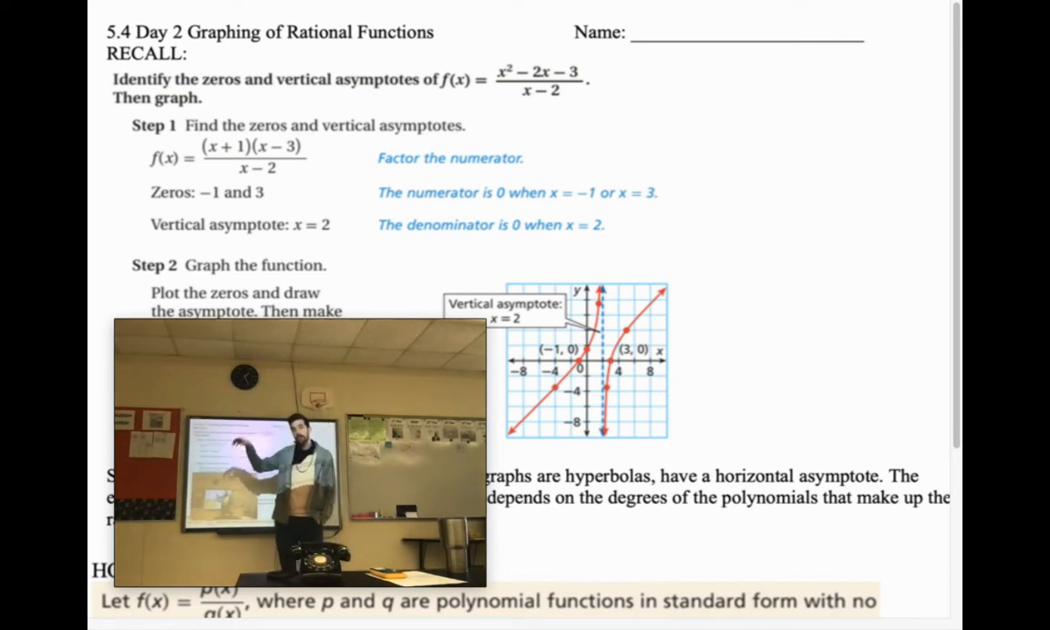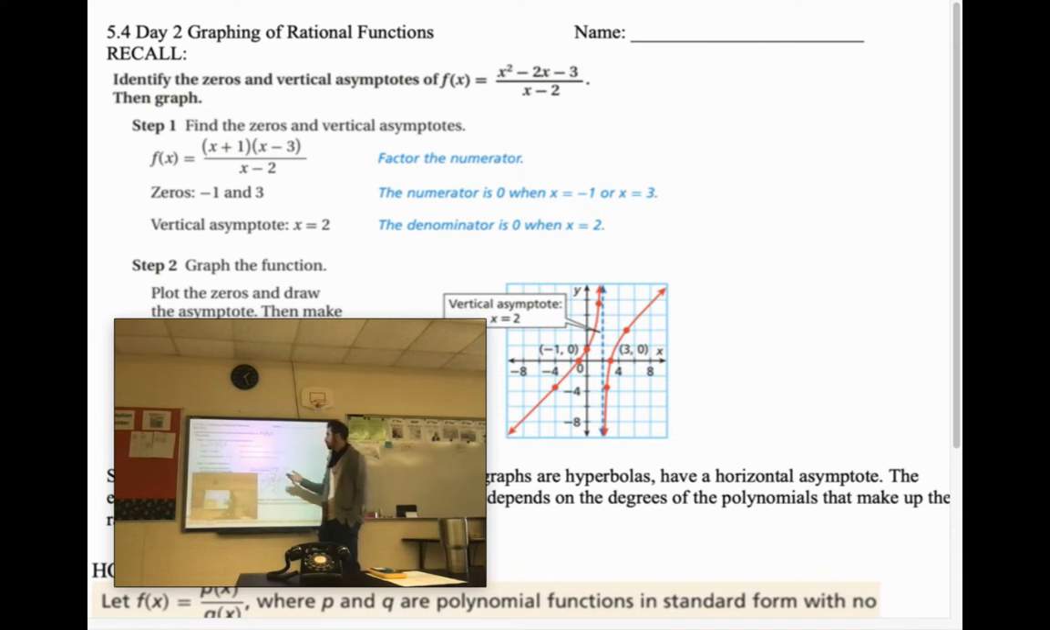Remember, the numerator gives you the zeros where it crosses the x-axis. That's going to be the first thing you want to find. The denominator gives you that vertical asymptote. It tells you how far you're shifting right or left that asymptote. So if it says minus, you're going to shift it right. If it says plus, you're going to shift it left. So this one said minus 2, so there would be a vertical asymptote at positive 2.